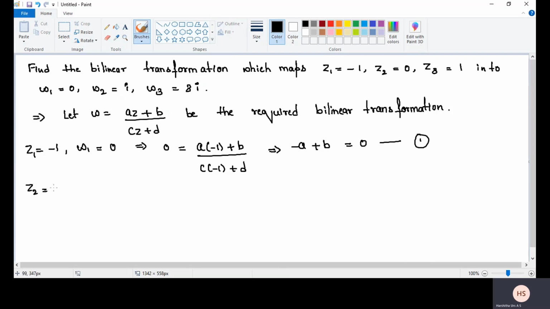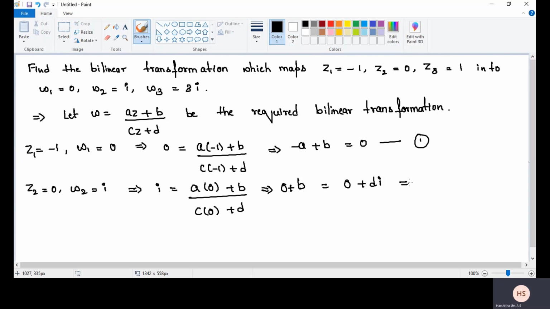Next, z2 is equal to 0, w2 is equal to i. z2, w is equal to w2, i is equal to a into 0 plus b divided by c into 0 plus d. Here 0 plus b is equal to 0 plus di. That implies b minus di is equal to 0. Call this one as equation 2.